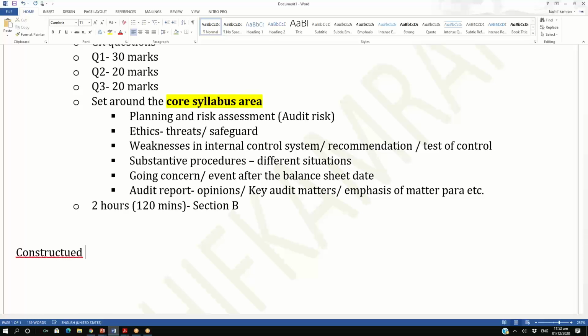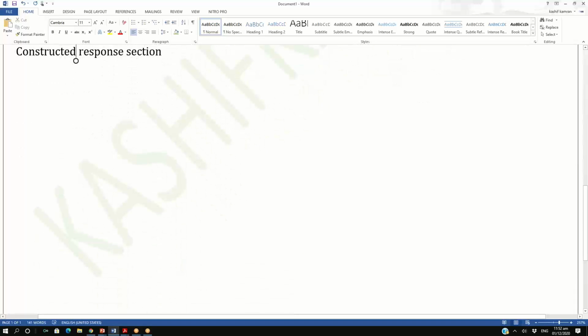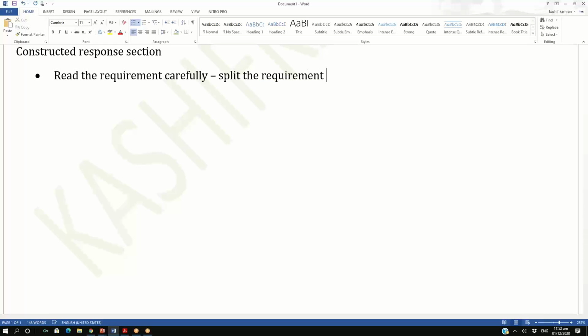The constructed response section, how you go about it. Now, when you look at the constructed response section, the first very important thing is to read the requirement carefully. You need to split the requirement. You need to be very careful about the comma.